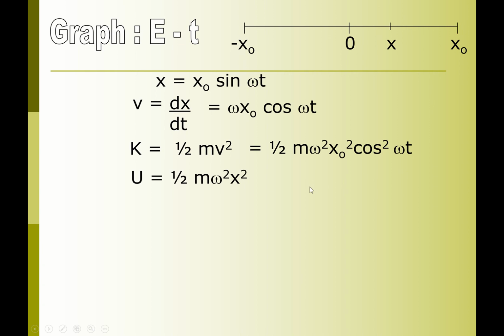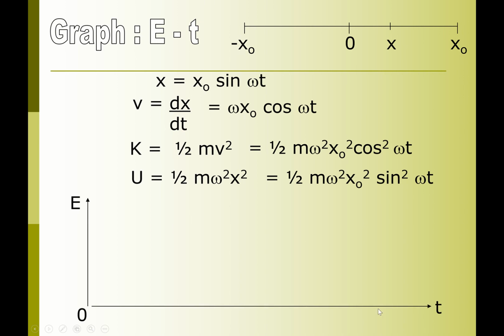For potential energy, this x can be substituted into here so that we get U in terms of t. So U in terms of t is half m omega squared x naught squared sine squared omega t. I repeat, we substitute this x into here, so we get potential energy in terms of t. So now we can plot the energy against t graph.